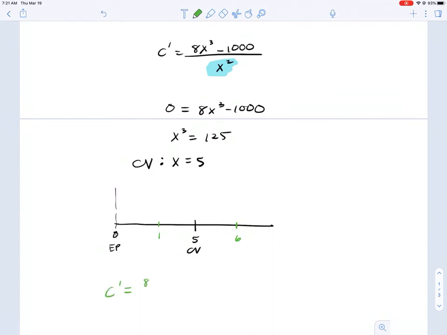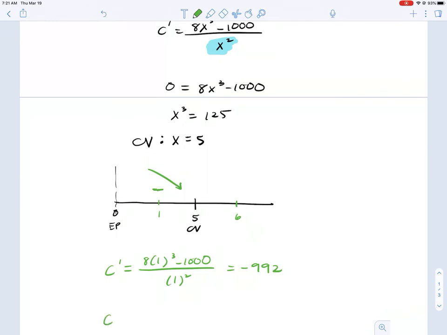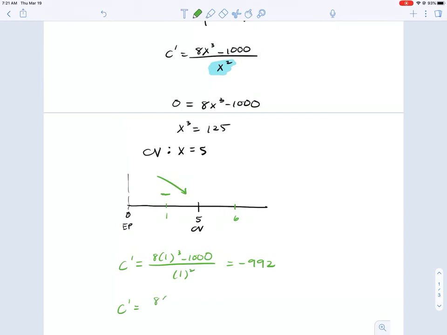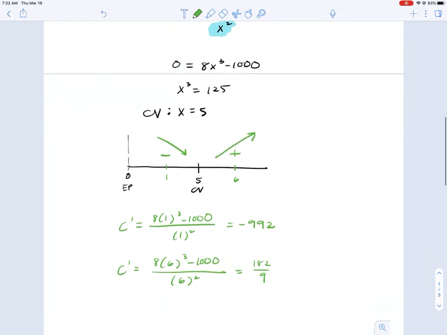So when I plug 1 in, I would have 8 times 1 cubed minus 1000 all over 1 squared. And we can see that would definitely give us a negative value. That would give us negative 992. So from between 0 and 5, the graph of our cost equation is going to be decreasing. And then when we substitute 6 in for x into our derivative, we get 182 over 9. So the graph will switch to be increasing.